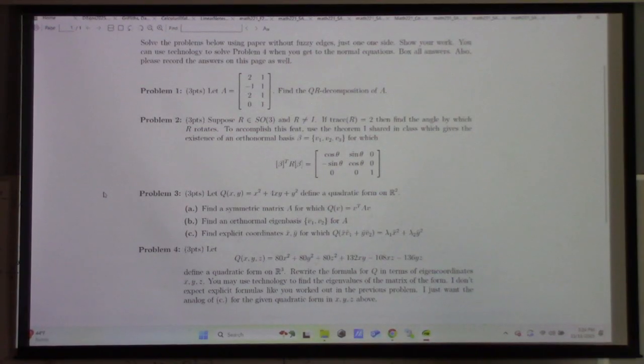Let's see here. So you need to go back to the class that we talked about the rotations to understand this problem. The next one, you guys tell me, what would the trace of that matrix be?